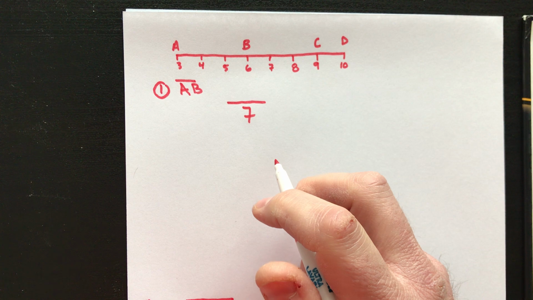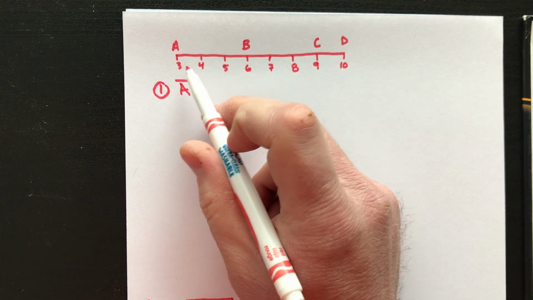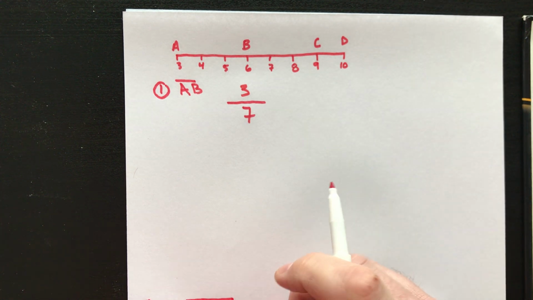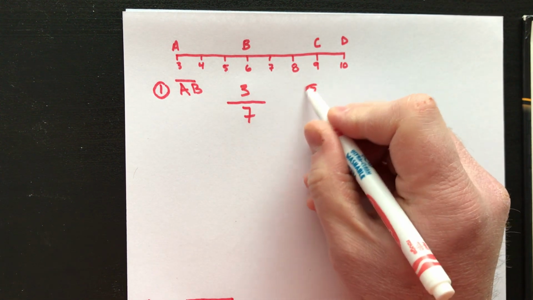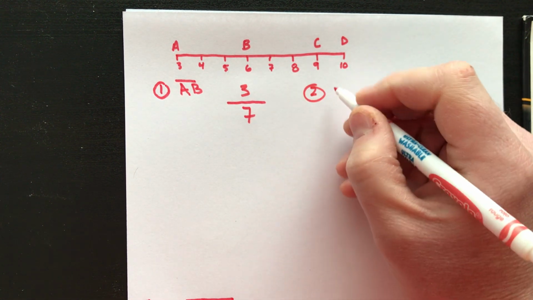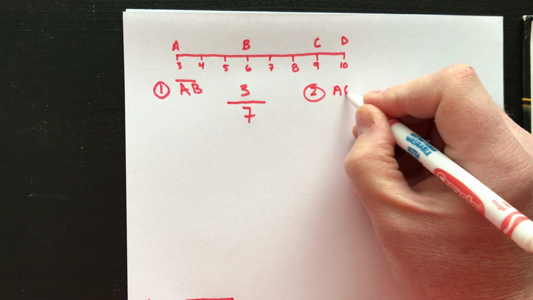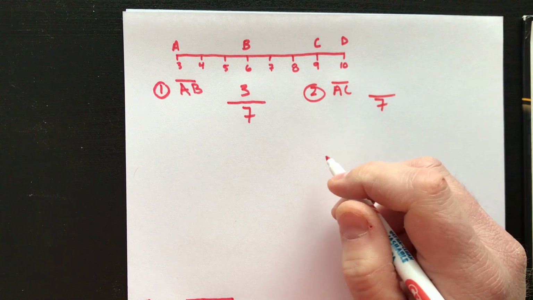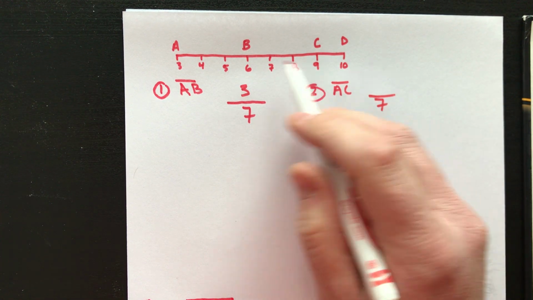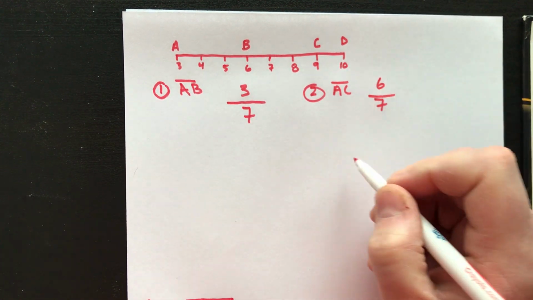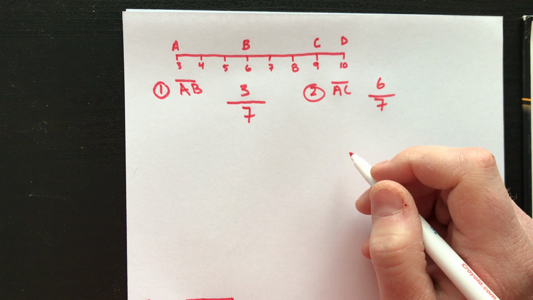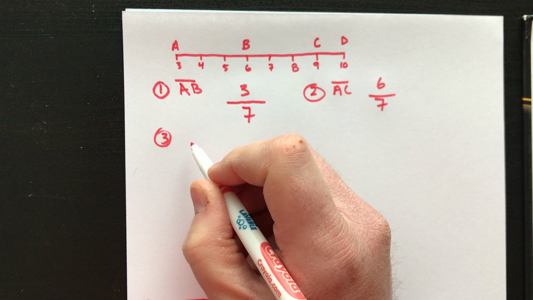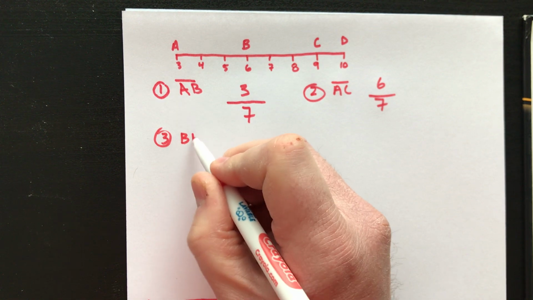What is our favorable length? 6 minus 3, which is 3. So the answer to number 1 is 3/7. Number 2 says AC. What's the probability we land on AC? Well, once again, total is 7. AC is 9 minus 3, which is 6. So 6/7.